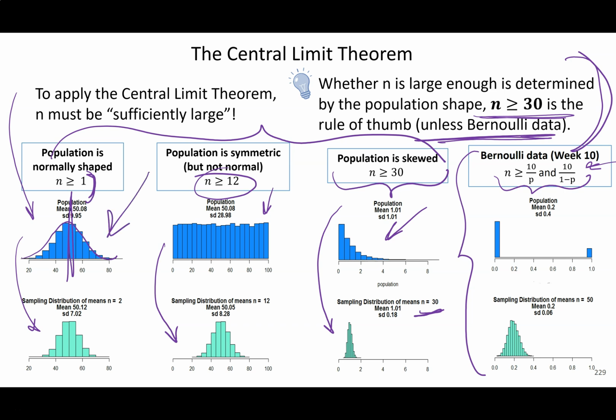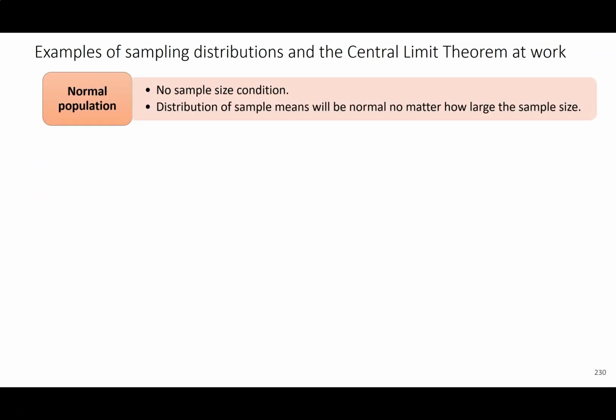When we are lucky enough to know the population is normally distributed, it's easy. Any sample size is good. So some examples here. If I have a normal population, there's no sample size condition. That means as long as I take pretty much any sample size, it's going to be good enough. My sampling distribution of X bar is going to be normally distributed.